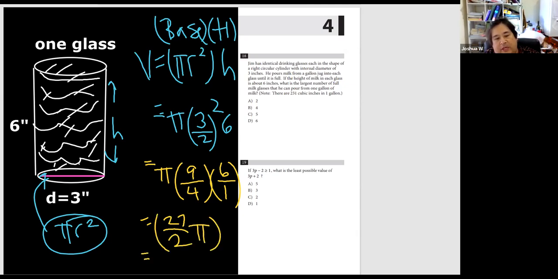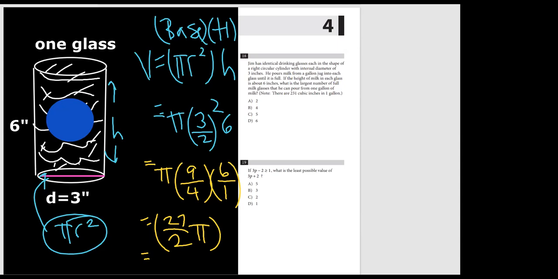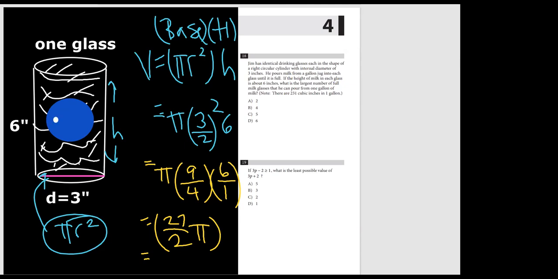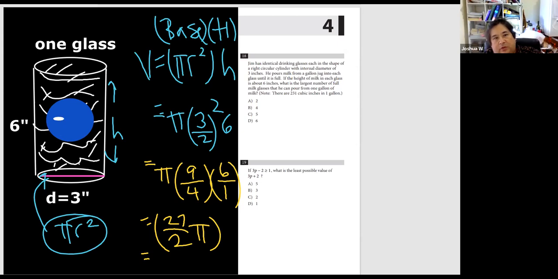So take your calculator, and what is 54 divided by 4 times pi? How many cubic inches of milk are contained in the glass? Do you want me to round it? Yeah, to the nearest tenth should be good enough. I got 42.4. Yeah, me too. Okay, so 42.4.